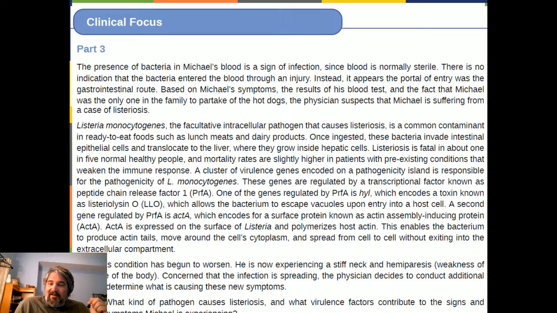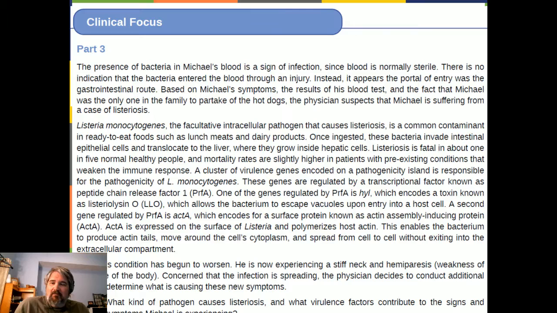ACTA is expressed on the surface of Listeria and polymerizes host actin. This enables the bacterium to produce actin tails, move around the cell cytoplasm, and spread from cell to cell without exiting into the extracellular compartment. That's really interesting.